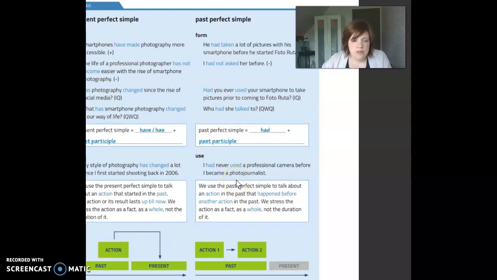Now, what is most important is when we use this tense. We use it to talk about an action in the past that happened before another action in the past. So in other words, we have two actions in the past, and the one that lies in the past the most, the one that happens before the other action, gets the past perfect tense, which you can see here. The other one gets the past simple.